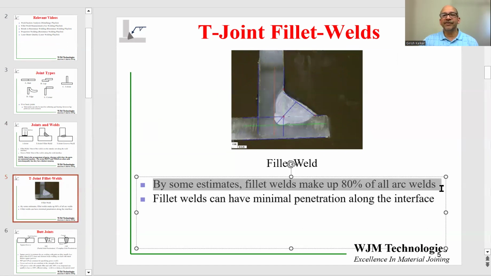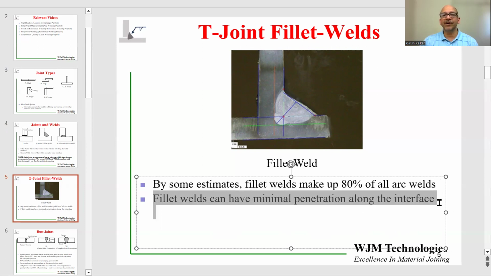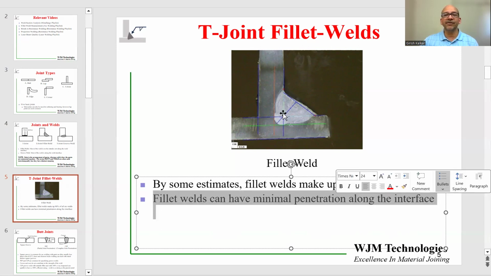By some estimates, fillet welds make up about 80% of all arc welds. So fillet welds are extremely popular. So if you're in the welding business, especially with arc welding, it is very likely that you have made some fillet welds. One of the benefits of fillet welds is it requires minimal penetration at the interface. It requires minimal preparation of the interface. And that is one of the reasons for its popularity.